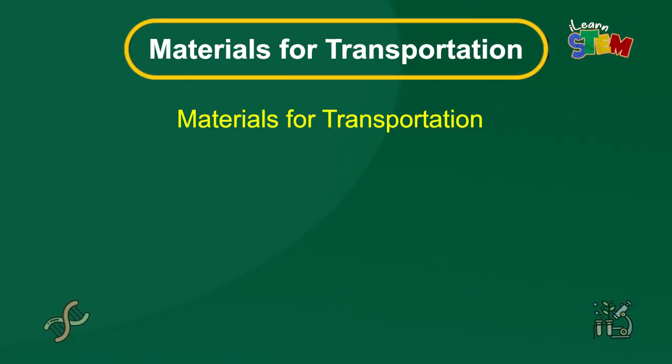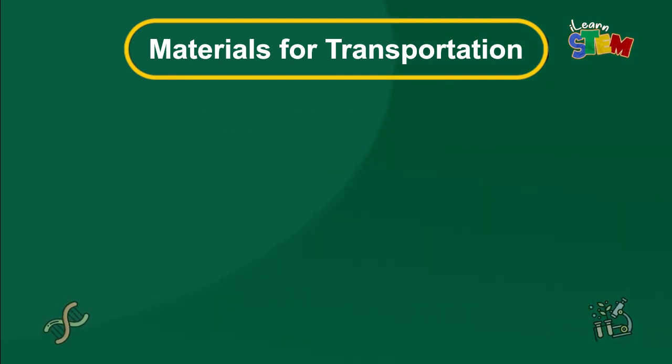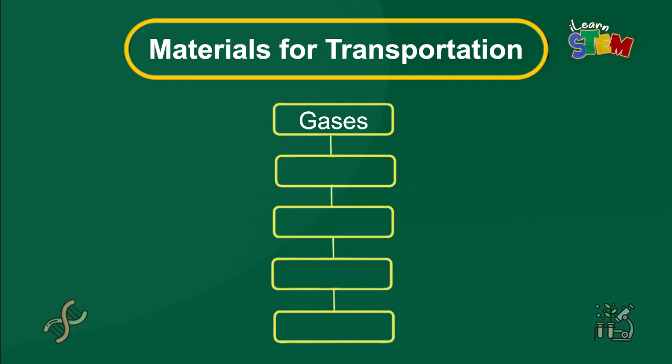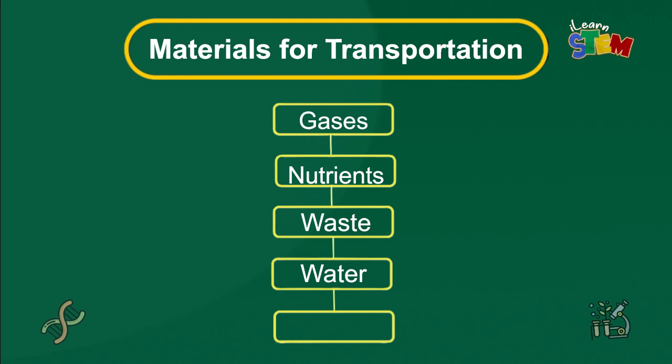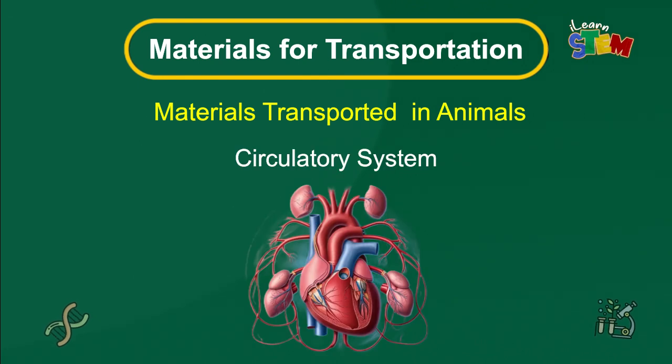When we talk about materials for transportation, it refers to the substances that need to be moved within living organisms to ensure their survival, growth, and proper functioning. These materials can include gases, nutrients, waste products, water, and hormones. In animals, the transport system such as the blood circulatory system carries the following materials.